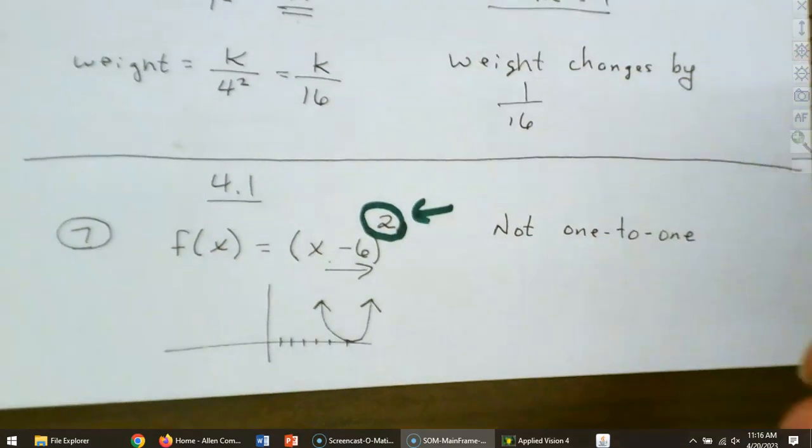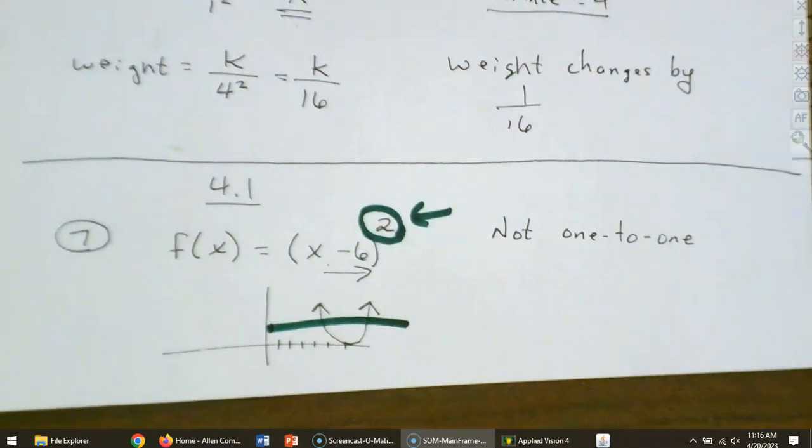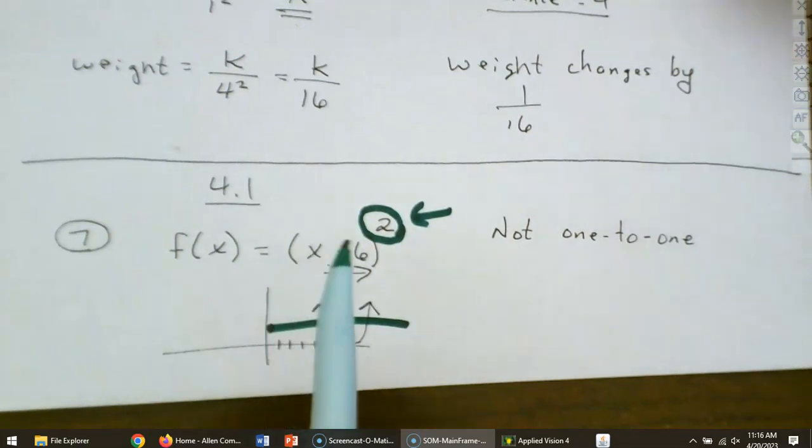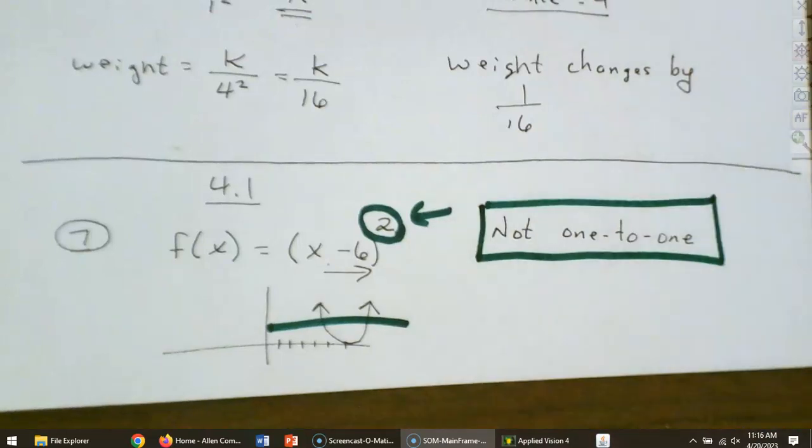And what happens with this one? Why does this one not have an inverse? Because it fails the horizontal line test. And all you need to remember is squares, unless they have a restricted domain, do not have an inverse. So all you need to write on 4.1, question number 7, is it's not one-to-one. And if it is not one-to-one, that means it has no inverse.